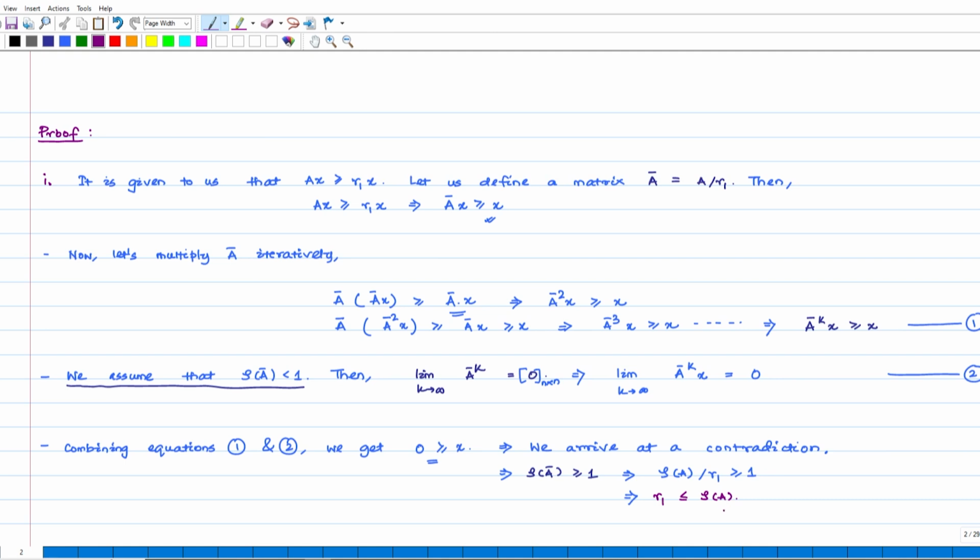So, what we have gotten is actually a lower bound on the spectral radius of A. The second part of the result was about an upper bound on the spectral radius. So, again, how do we go about it? Let us start.